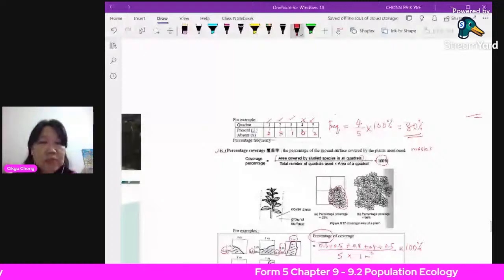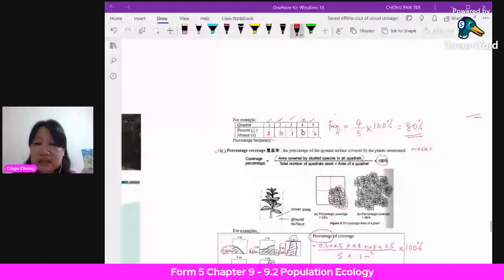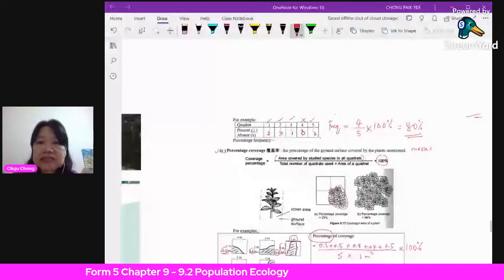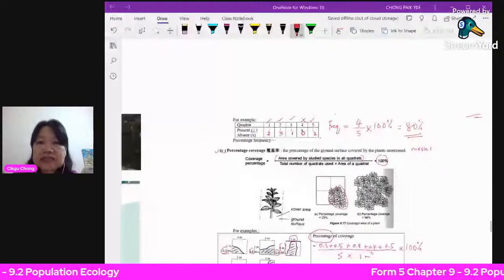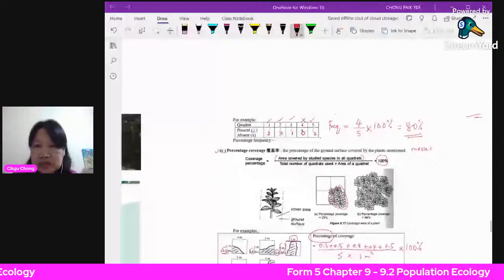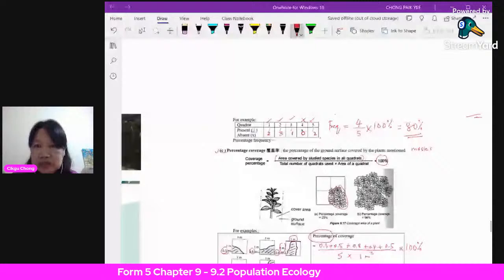You need to use another method we call CMRR. It stands for capture, mark, release, and recapture. Okay, this is interesting. Actually, I like all this ecology. Okay, so how do you do your CMRR method?